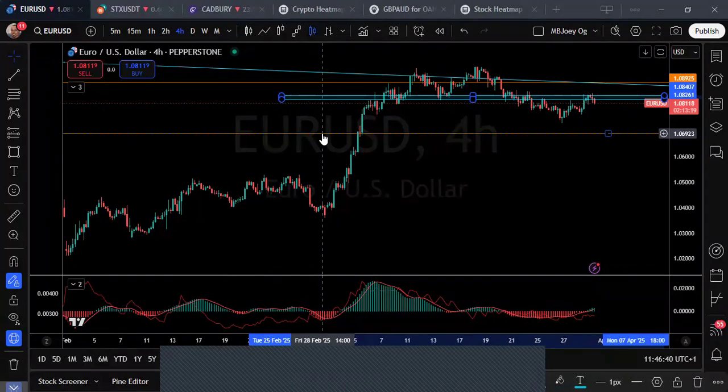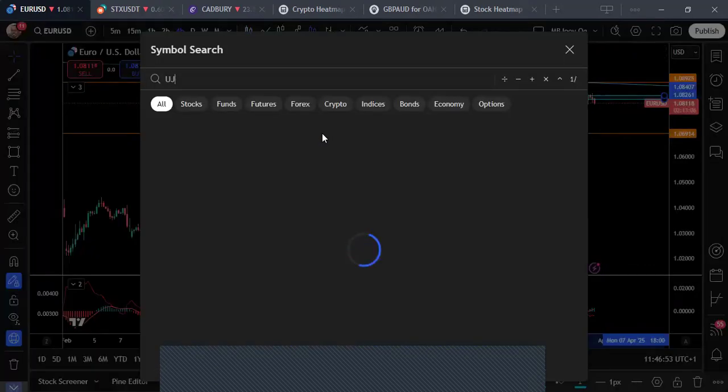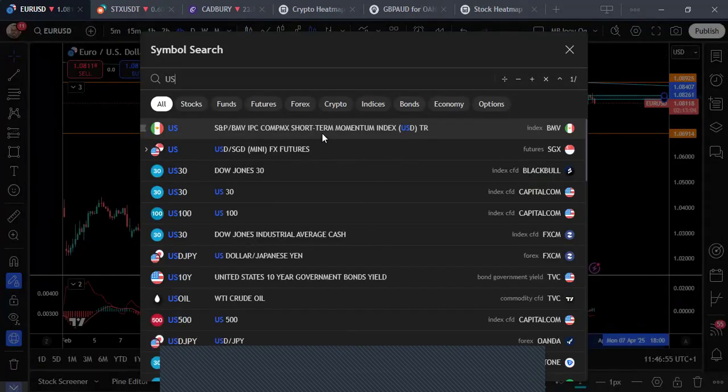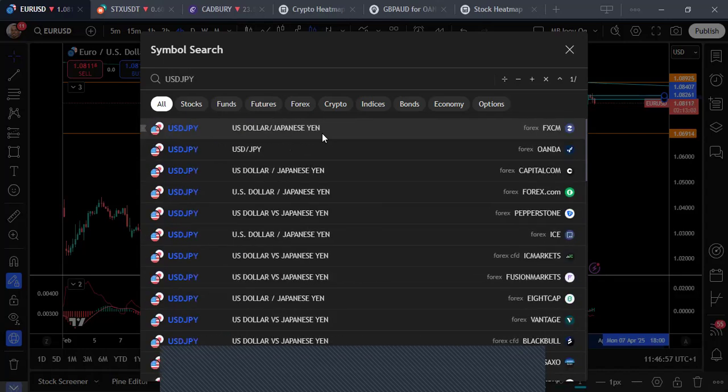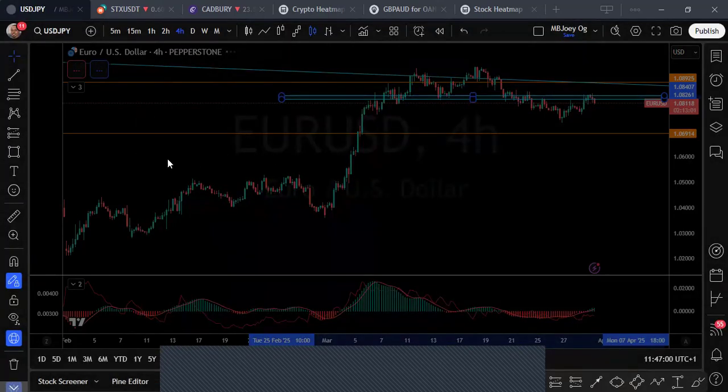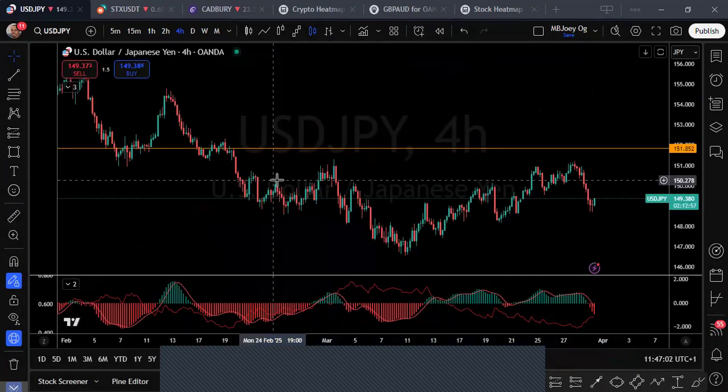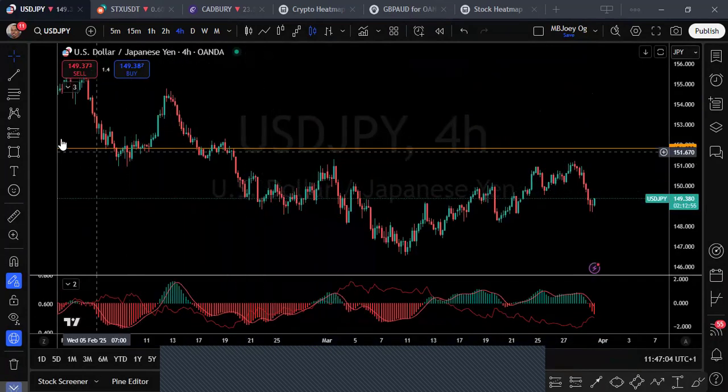But let's take something a little bit cleaner, something a little bit better. Let's analyze a different market. Let's look at USDJPY. I don't trade this, so okay.